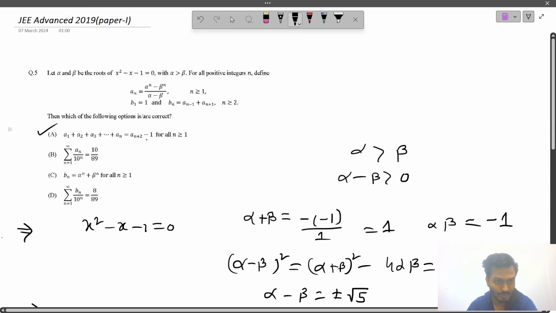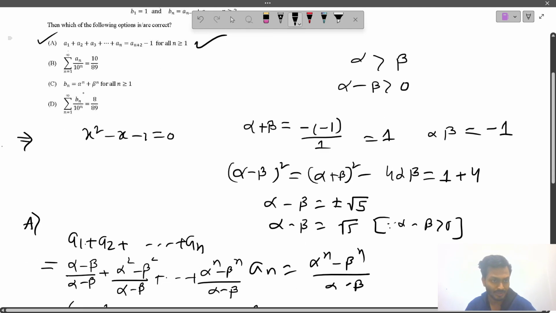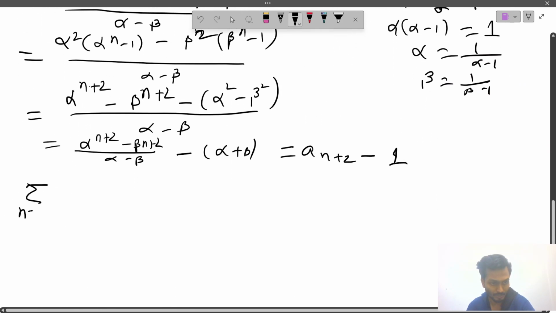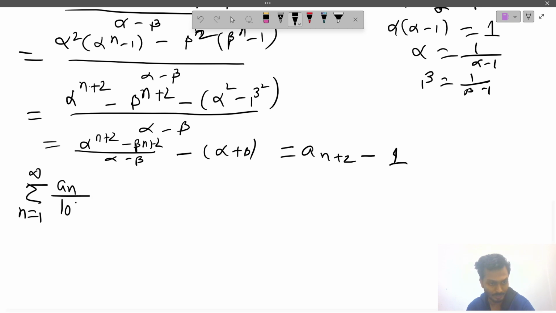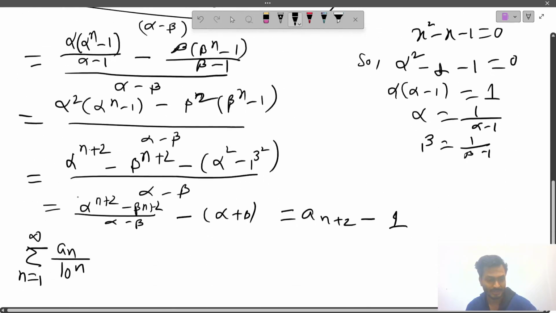So this option is correct, right? Now let us check the second option. For the second option, we have to find the summation n equals 1 to infinity of an divided by 10 to the power n. So what is an?